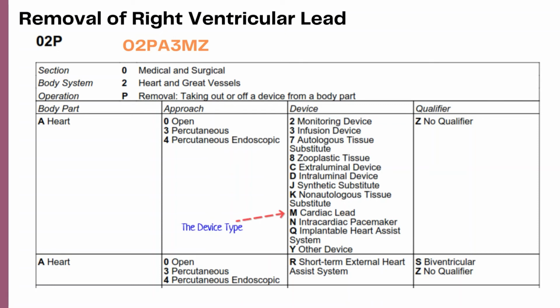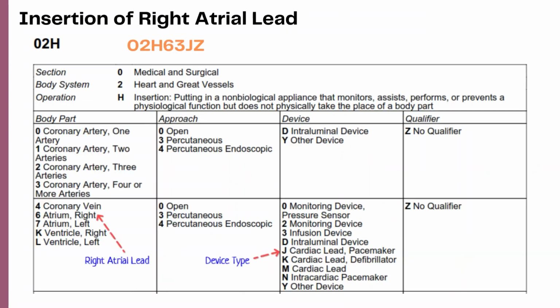Section is medical and surgical. Body system is heart and great vessels. Root operation is removal. Body part would be heart. Approach is percutaneous. Sixth character for the device would be cardiac lead. And the seventh character is Z.